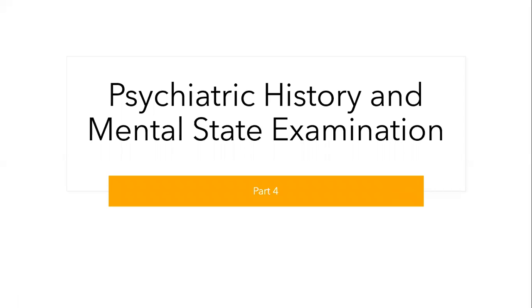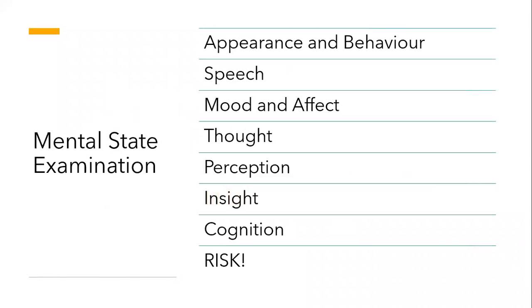Psychiatric History and Mental State Examination, Part 4 of 4. So in the last section, we talked about the mental state examination, and we broke it down into these headings. The headings are appearance and behaviour, speech, and we talked about the rate, the volume, the tone, and the fluency. We talked about the mood and considered the objective mood and the subjective mood.